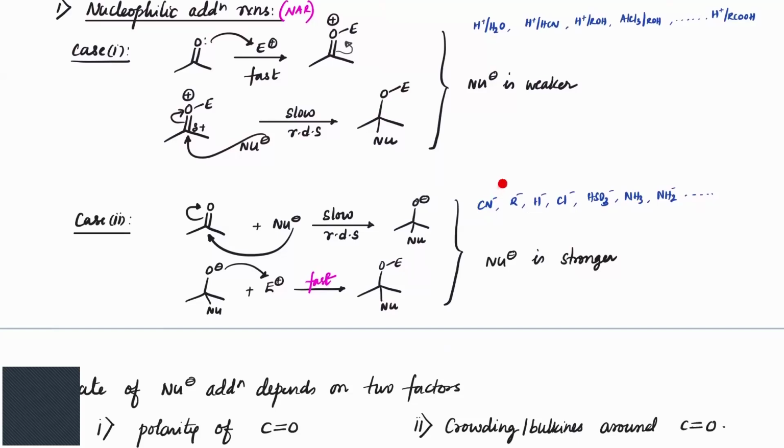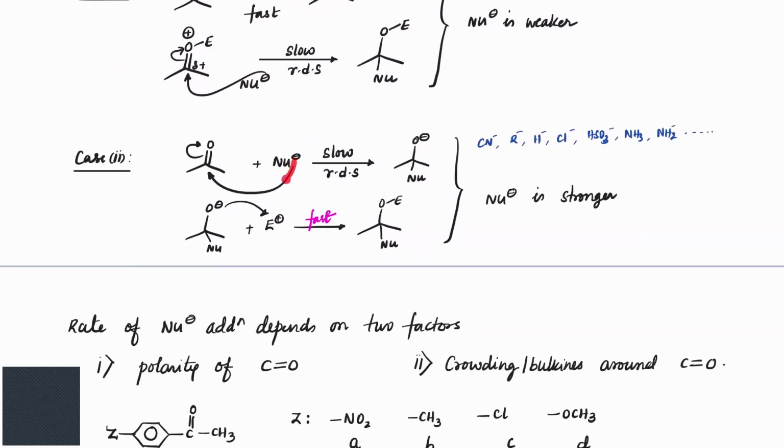Second, what if you have a strong nucleophile directly, like CN minus, R minus, H minus, Cl minus, ammonia, NH2 minus, N3 minus, any of these strong nucleophiles? In that case, the nucleophilic attack is always the first step. The pi bond will get placed here and we get O minus. Clear? And that O minus will attack the electrophile and finally convert into an addition product. So this kind of mechanism is often observed with a strong nucleophile.